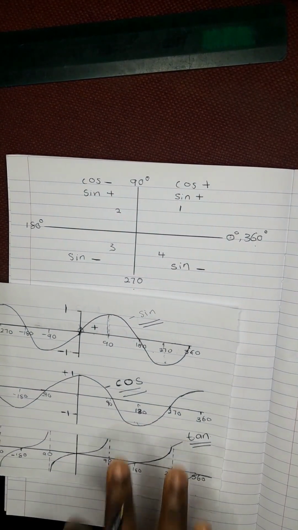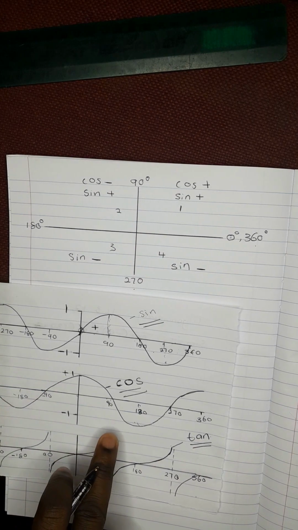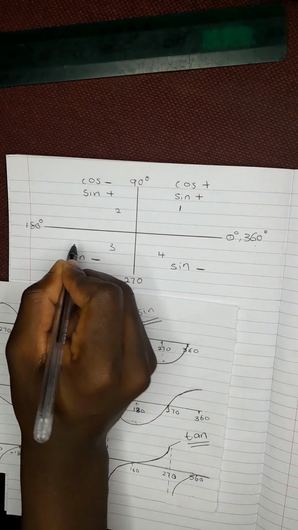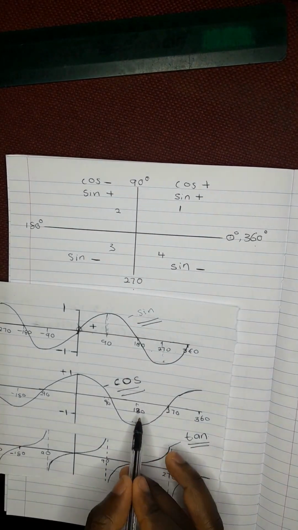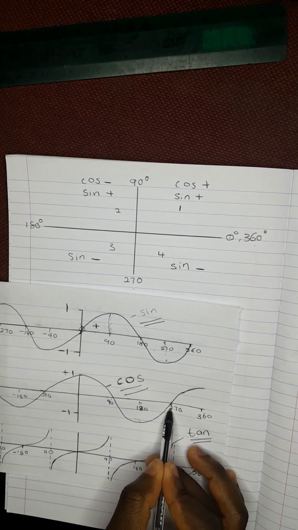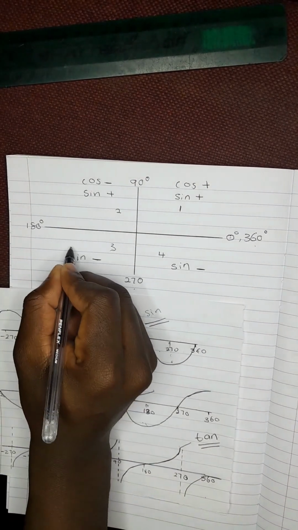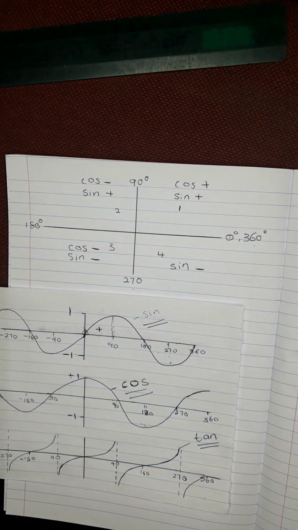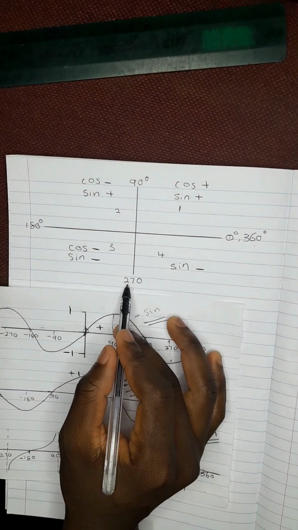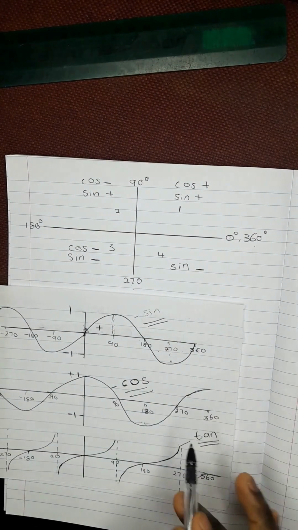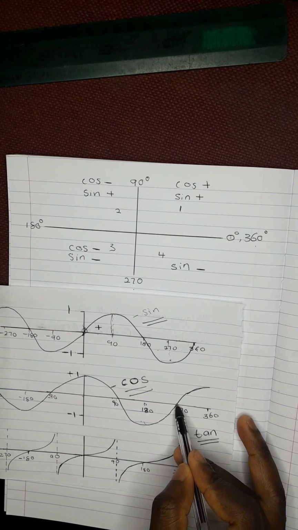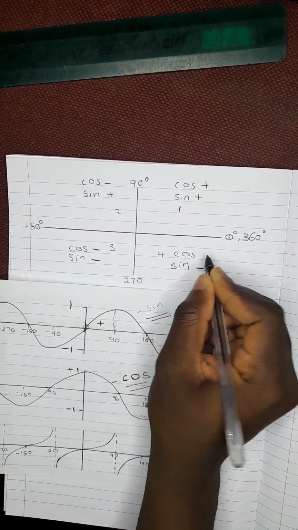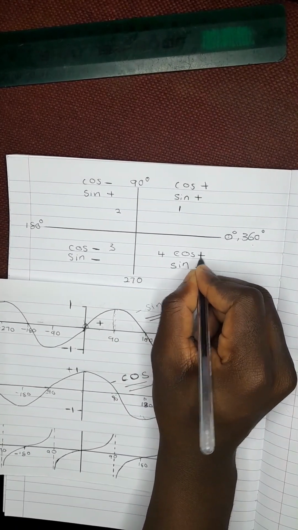From 180 to 270, I expect my cosine to be negative. From 270 to 360, I expect my cosine to be positive.